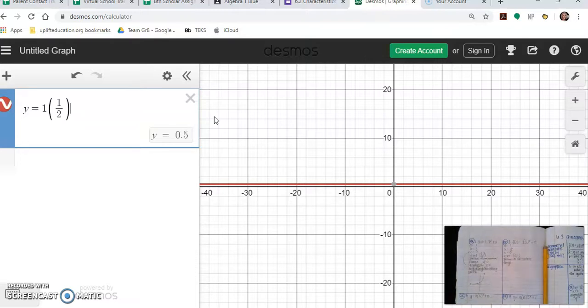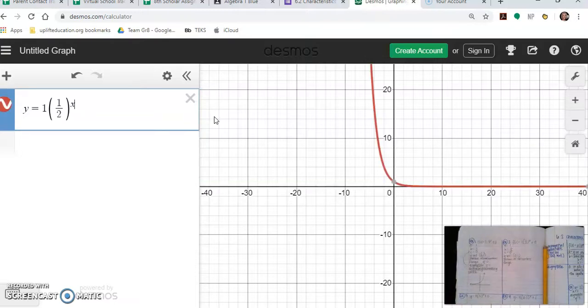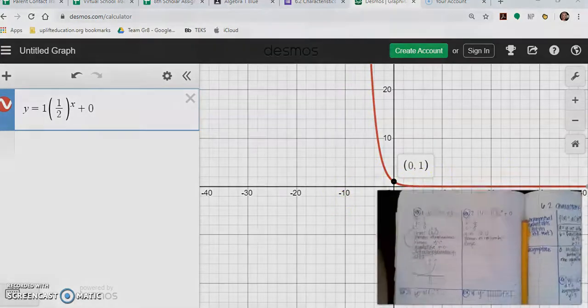I want you guys to try that out. And then to the x plus 0. Excellent. So now I can check my y-intercept is at 0, 1. That's what we saw already. And my range is going to be all of my y values greater than 0. My asymptote is at 0 again. And so now I'll go back to my notes.